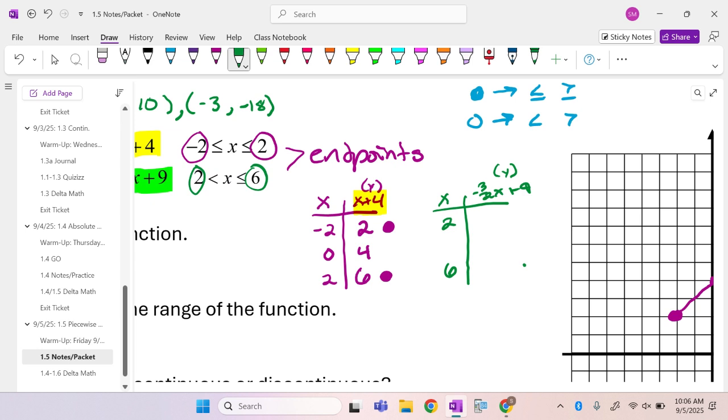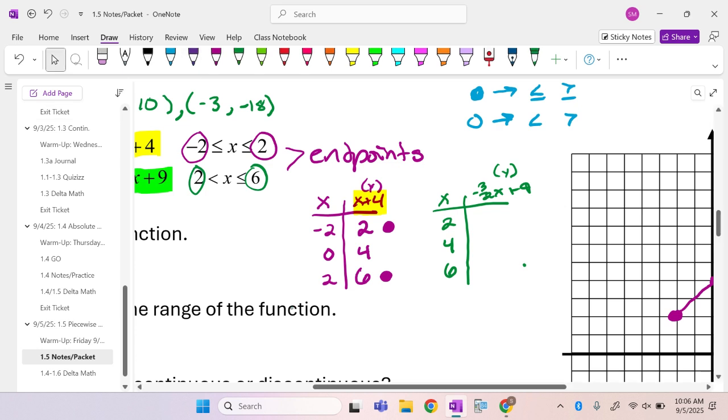So what point would you like to pick between 2 and 6? What x value? Just pick a random x value between 2 and 6. 4. All right. And again, you could have picked 5. You could have picked 3. It doesn't matter. All right.